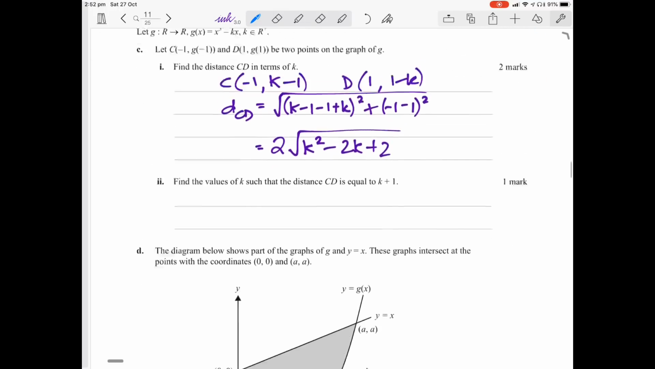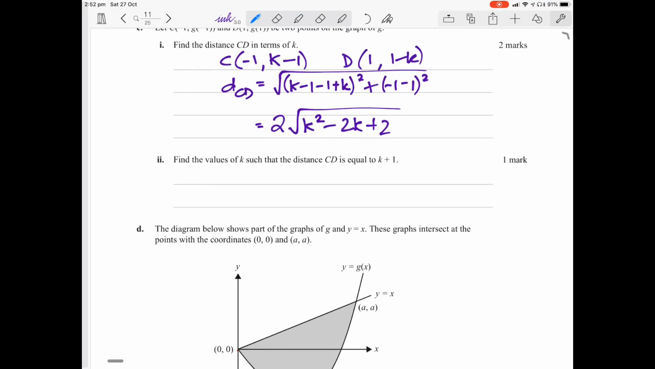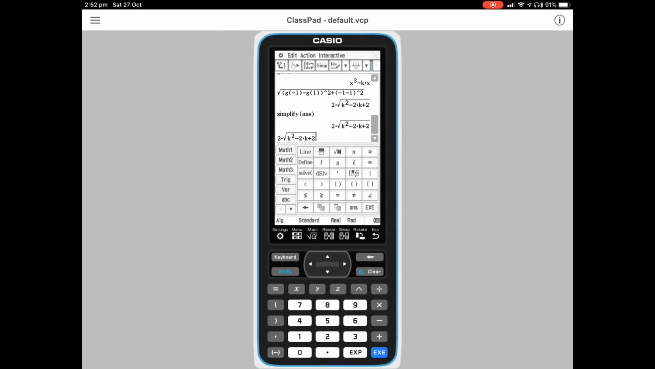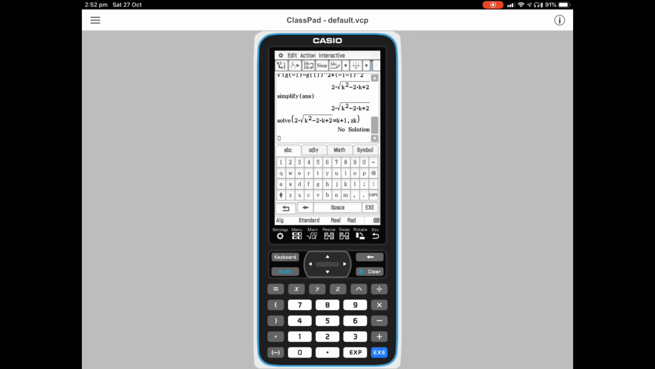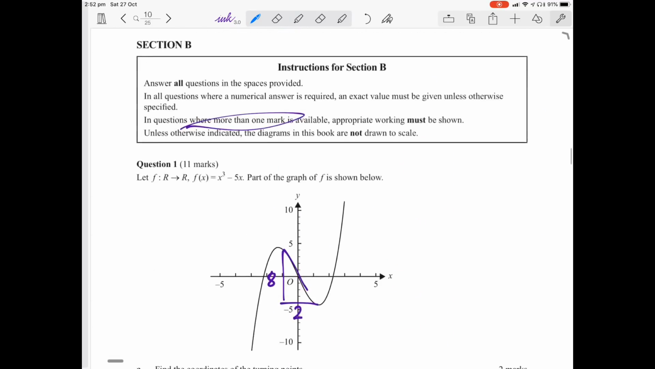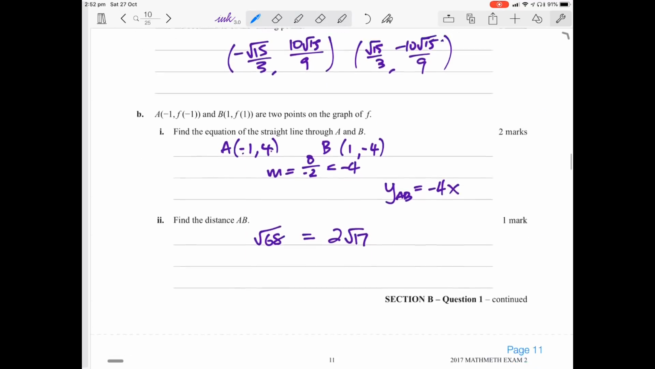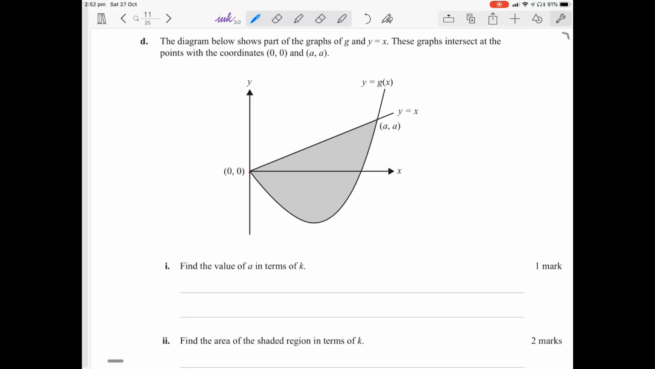This is probably the hardest question I've started with for a while. Find the values of k such that distance CD is equal to k plus 1. So we just want to set that equal to k plus 1. Solve for k. K equals 1 or 7 on 3. Okay, k is an element of all real positive numbers, so those two values are okay.